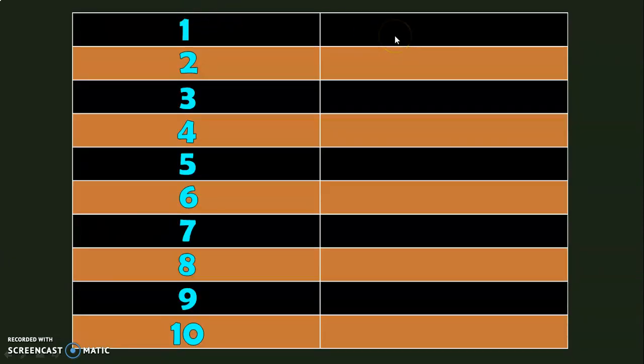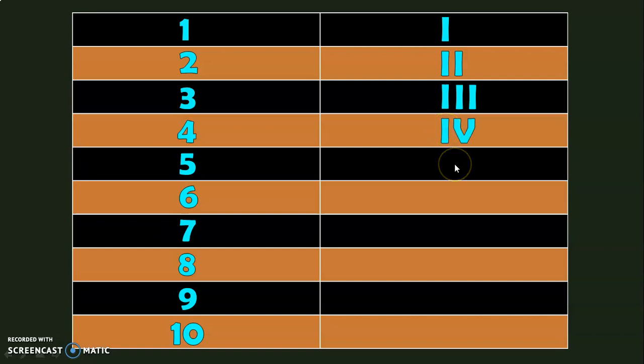The Roman numeral for 1 is I. For 2, it is II. For 3, it is III. We know that I can be repeated for a maximum of 3 times. The Roman numeral for 4 is IV.